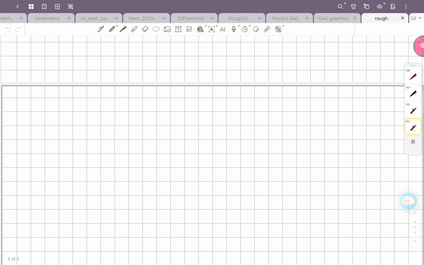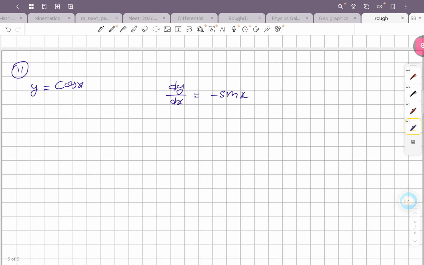Again, cos x: y equal to cos x, so how can we differentiate it? dy/dx is equal to minus sin x. Suppose you are given cos 3x. How do we differentiate? dy/dx is minus sin 3x, and here the inside is 3x, not x, so we differentiate it again. So this is minus 3 sin 3x.